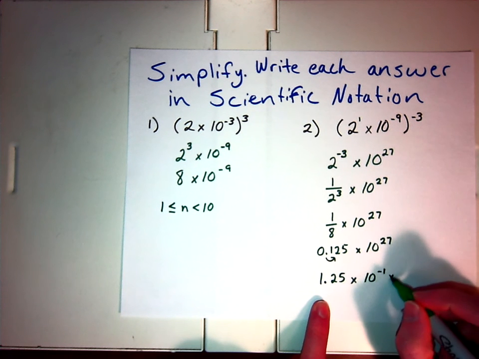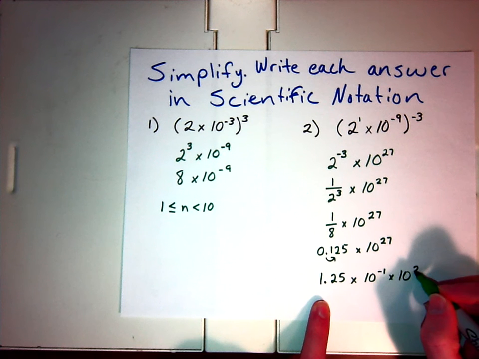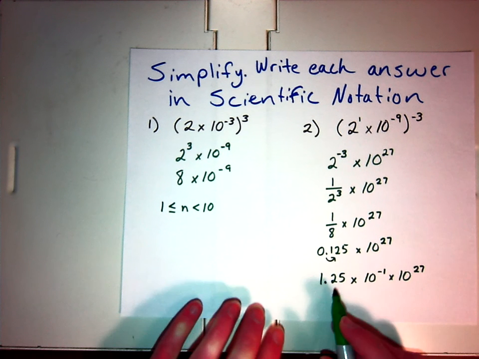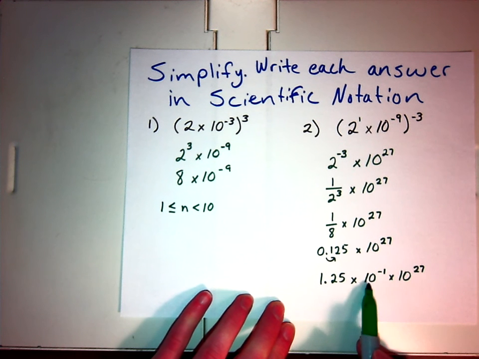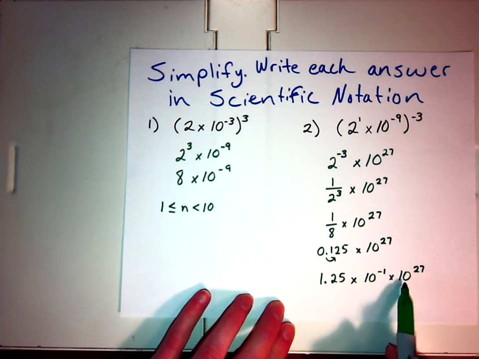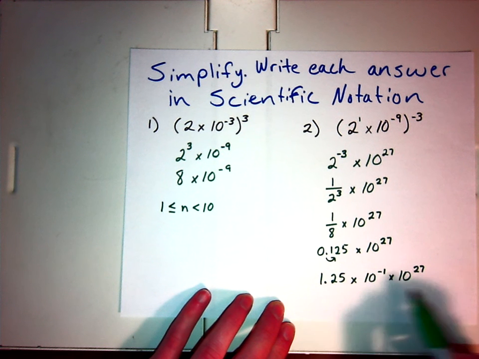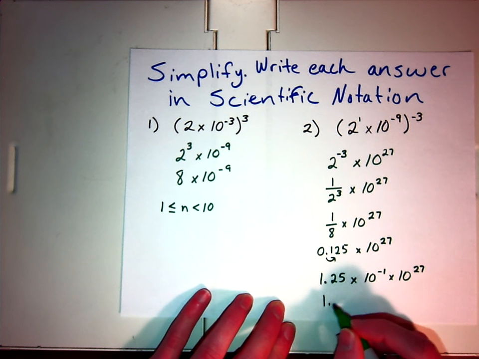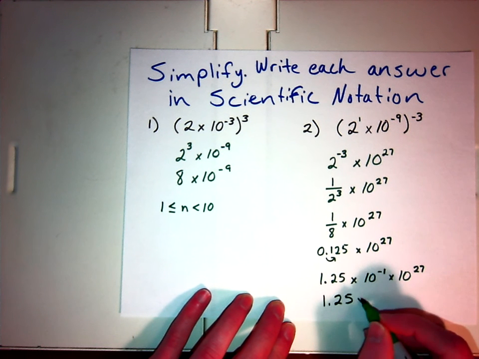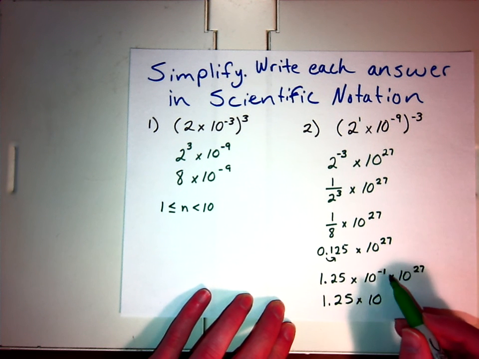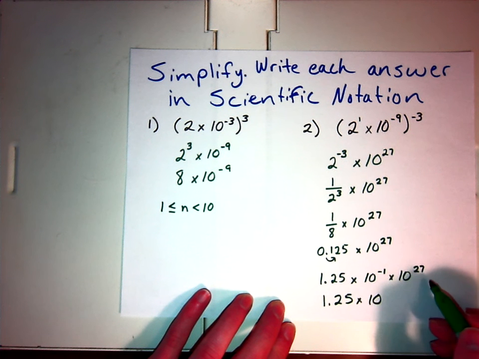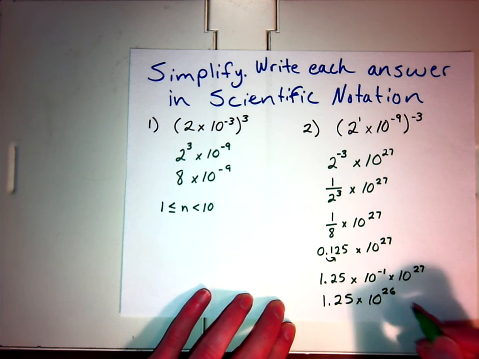But then we need to remember we already have the base of 10 with some exponent, and we then combine and say, well, when we have the same bases being multiplied with different exponents, we simply add those exponents. So we get 1.25 times 10 to the negative 1 plus 27. That's going to be 26.